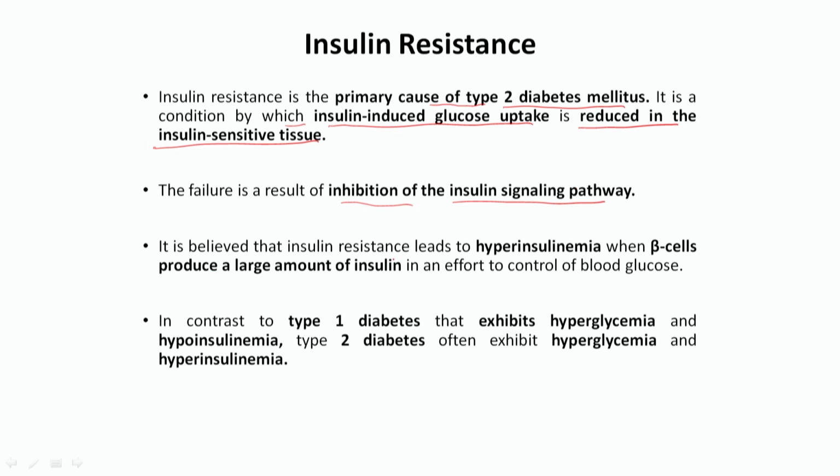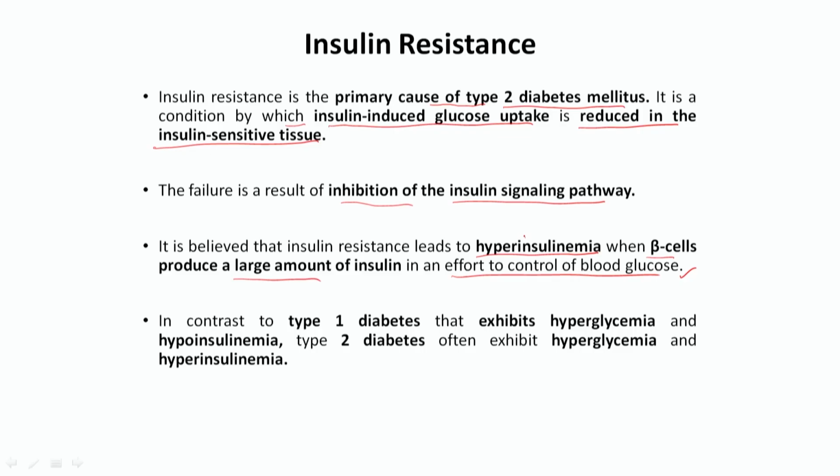It is believed that insulin resistance leads to hyperinsulinemia. Hyperinsulinemia means a higher secretion of insulin, when the beta cells produce a large amount of insulin in an effort to control the blood glucose. Since there is a hyperglycemic condition, the body produces insulin to combat the increased blood glucose level, but the insulin has no role in utilizing that glucose. That's why the insulin amount in the body is higher, and this condition, hyperinsulinemia, develops.